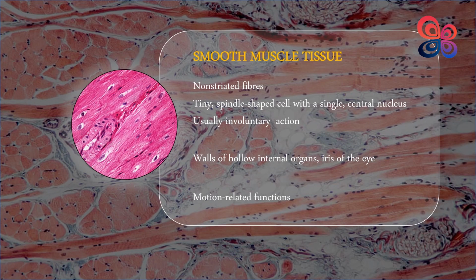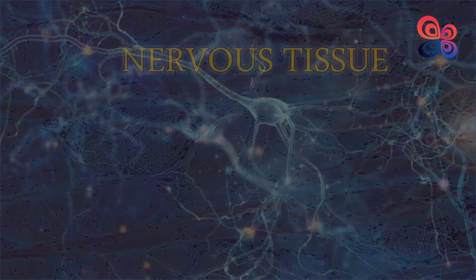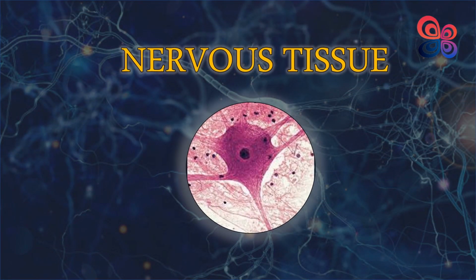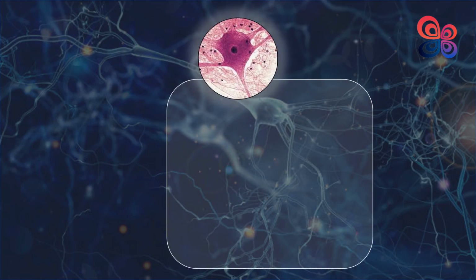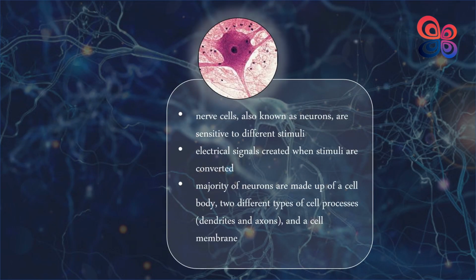Next, we proceed to the nervous tissue. To describe the common characteristics of nervous tissue is the main objective. Despite the enormous complexity of the nervous system, neurons and neuroglia are the only two main cell types found in nervous tissue. Nerve cells, also known as neurons, are sensitive to different stimuli. Nerve action potentials, which are electrical signals created when stimuli are converted into electrical signals, are then transmitted to other neurons, muscular tissue, or glands.